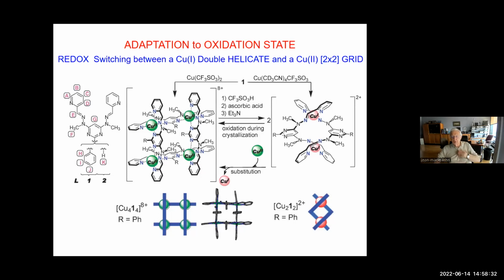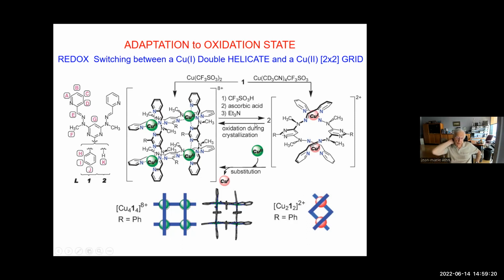Now, yesterday the question was asked about whether or not supramolecular systems can also be modified by redox reactions. That is why I added this slide here, just to show the following. Taking ligand number 1 on the left-hand side, this one which has a phenyl group, and mixing in copper 1, one gets a double helix. If one then oxidizes that electrochemically, you get copper 2, which forms the grid. Copper 1 forms a double helix, copper 2 forms a grid. And this can be done reversibly.